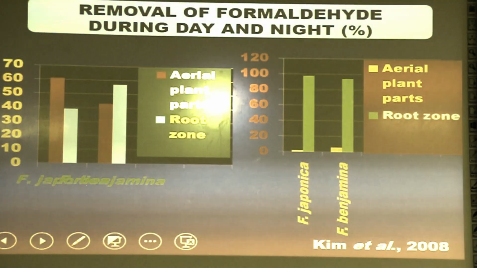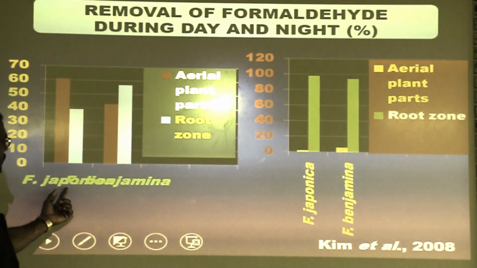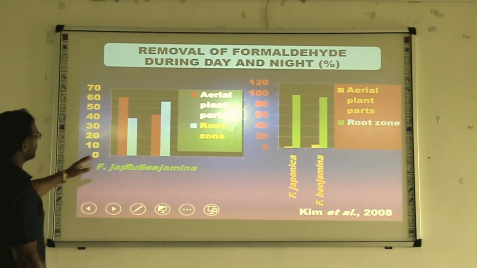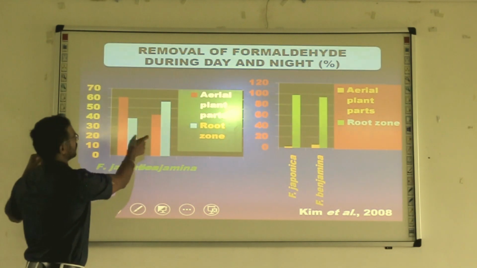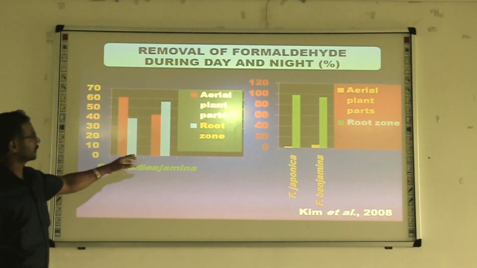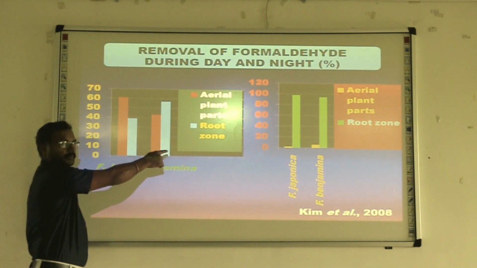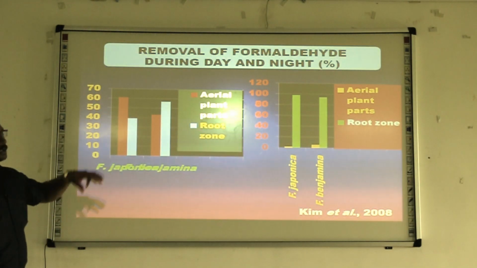Here is the removal of formaldehyde during day and night time. We chose Ficus japonica. That plant is a very good indoor plant during daytime and night time. Here the red indicates the aerial part, where toxins are removed. Here are the root zones. At night the root zone performs very well. In the daytime the aerial part performs very well to remove the toxic gases.